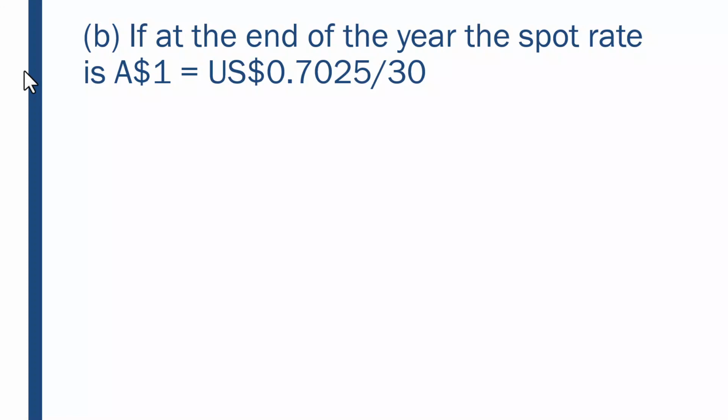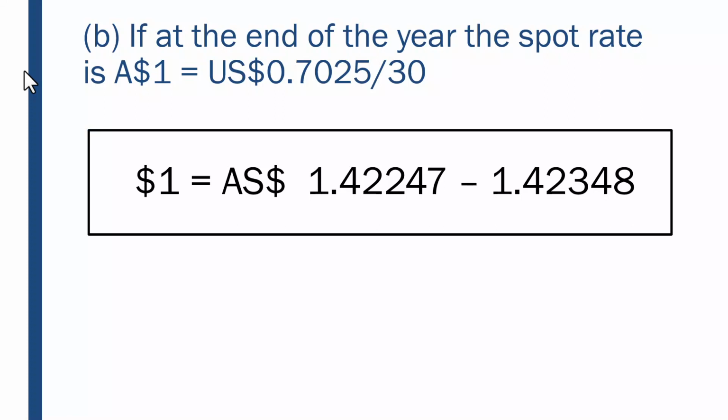Now the second option was the forward rate. The second option is that you don't hedge yourself. You wait for 1 year. Whatever the rate is, that will become applicable. Suppose at the end of the year, the spot rate is 1 Australian dollar is equal to so and so rate. Now you are not taking a hedge. Now you are going to get your money.